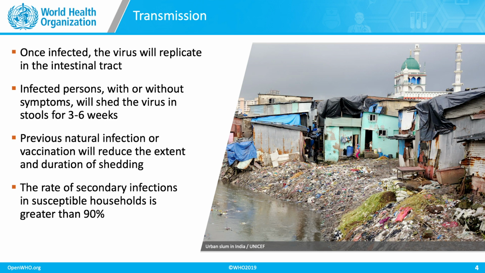The rate of secondary infections in susceptible households or close contacts is greater than 90%. This often means that if a child is infected with polio, other children in the same household will also be infected. The response to poliovirus infection is highly variable. Let's now look at the clinical presentation of the poliovirus.